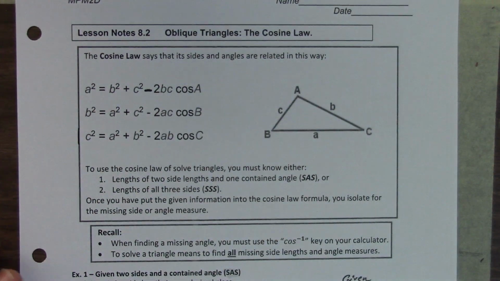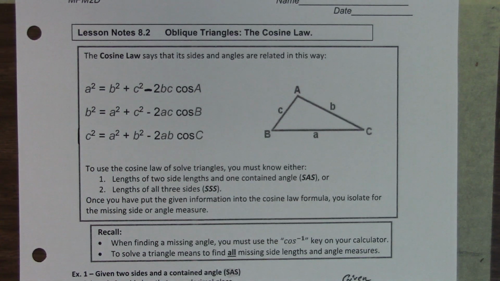All right, this is 8.2. We are now looking at oblique triangles and using the cosine law. Remember what an oblique triangle is? Basically, it's just a non-right angle triangle. Okay, so anything where we don't have a right angle. So the cosine law says its sides and angles are related in this way.